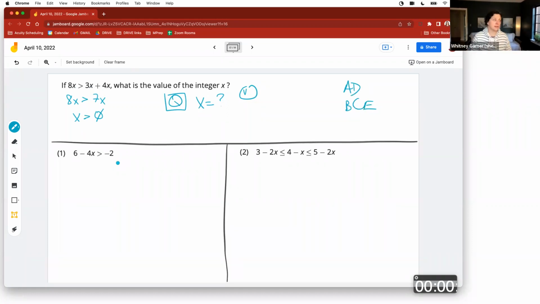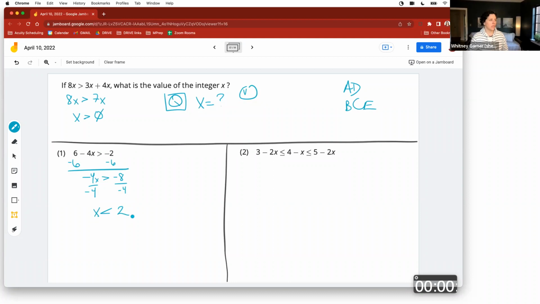And now I'll do the same thing. I will add a 4x to both sides because I don't like a variable with a minus sign in front of it. Actually, I'll do something just to show you the math for it. But let's say I subtract a 6 from both sides. I go old school and keep the 4x on the left. And so I got negative 4x is greater than negative 8. Now, when I divide both sides by negative 4, dividing by a negative or multiplying by a negative in an inequality flips my sign. So this would become x is less than 2.